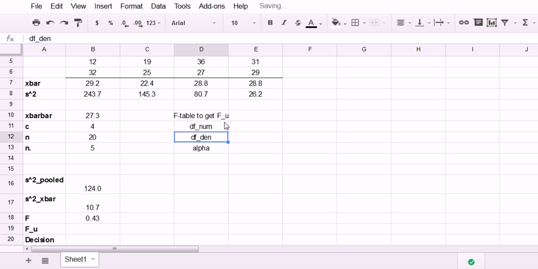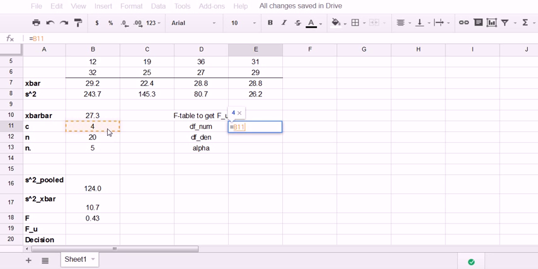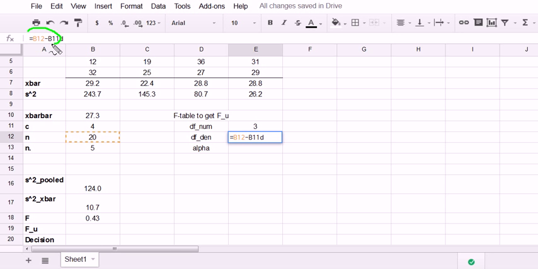When I do the underscore, that indicates that what follows is a subscript, right? We've already discussed this. F degrees of freedom numerator was C minus 1. F degrees of freedom denominator was N minus C. So I'm just clicking on the cell references. Or just look over here, B12 minus B11. So I should get 16. Alpha, let me just put in 0.05 because that's what it was.